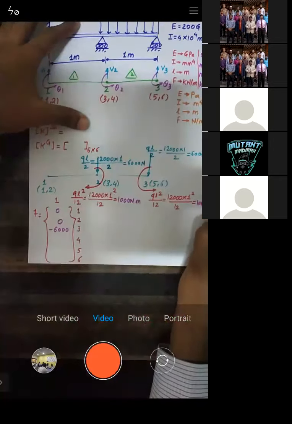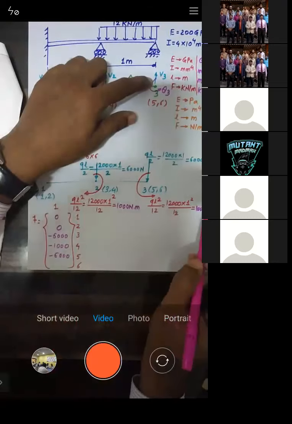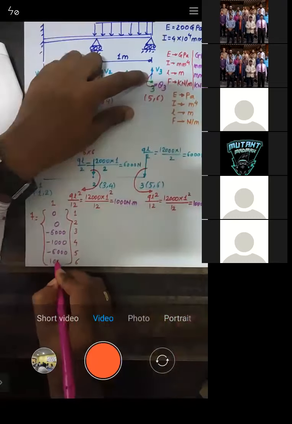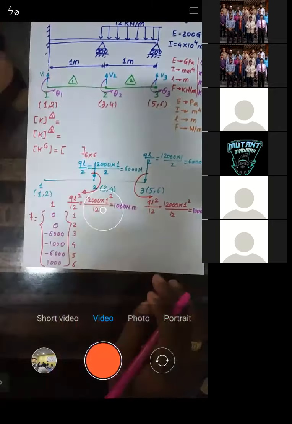Right? Now this is anti-clockwise. This is again anti-clockwise. Both are the same, so this is plus. So this is plus 1,000. Is it okay or not? Let me know. Is that okay?